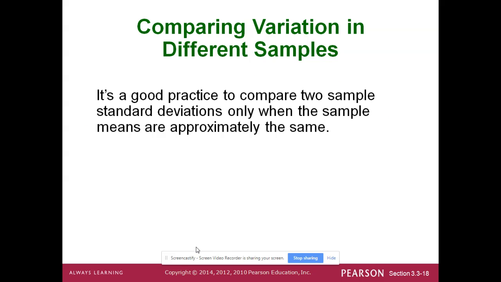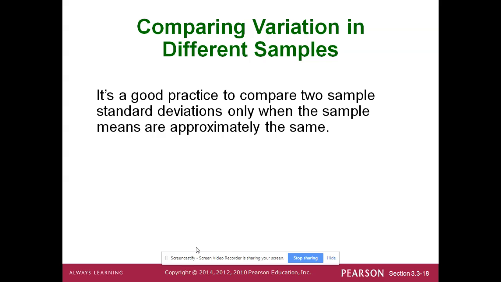Different samples. It's good practice to compare 2 sample standard deviations when the sample means are the same. If you've got 2 different samples, like say, Grace, you counted some chocolate chip cookies in your pack, and then I went and did another sample and picked some and counted them. When we did all our data, your mean was somewhere around 24, but mine was somewhere around 15. Those 2 samples are very different because the means are not close together. So it's hard to compare her standard deviation with mine because the means are not very close.